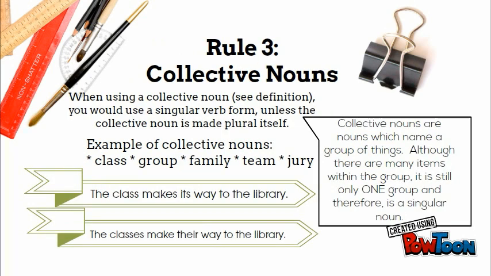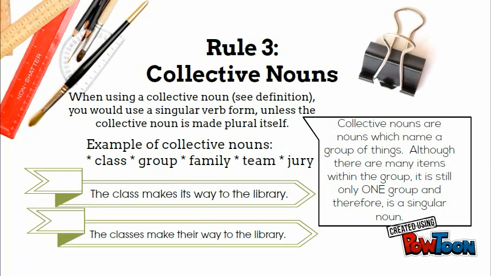Rule 3 is collective nouns. A collective noun is a noun which names a group of things. Although there are many items within one group, it is still only one group and therefore is a singular noun and needs a singular verb. Examples of collective nouns: class, group, family, team, and jury.